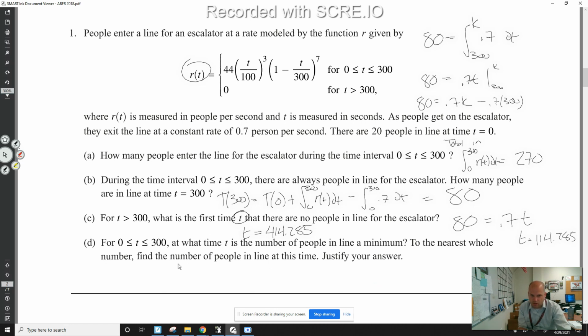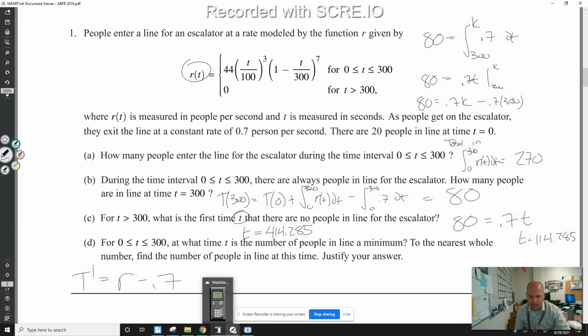Part D: from 0 to 300, at what time is the number of people in line at a minimum? This is like finding when I'm my furthest right or furthest left. You look at the derivative, the signs of the derivative, when they change. Always look at derivatives to find maxes and mins. So the total's derivative is r minus 0.7.